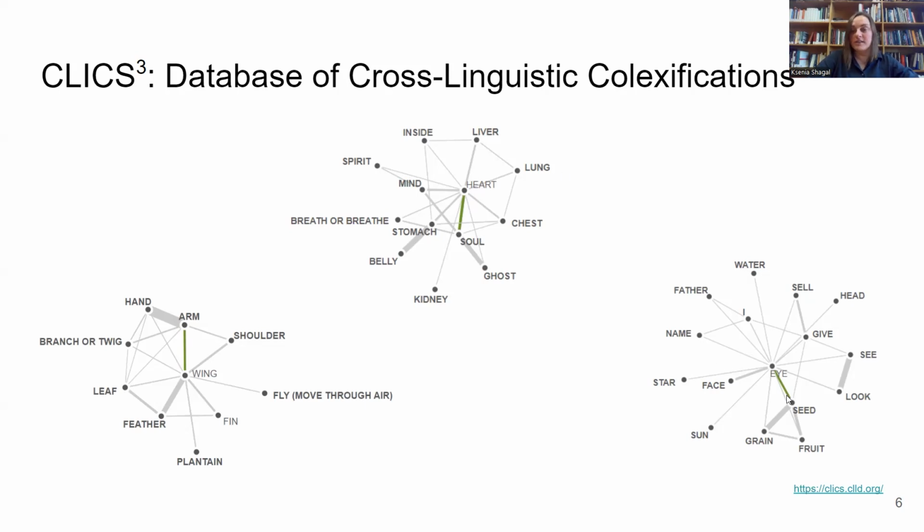And eye is colexified with seed. So this is something that you can explore, and this is also a very interesting branch of linguistic typology. So, studies dealing with lexicon.